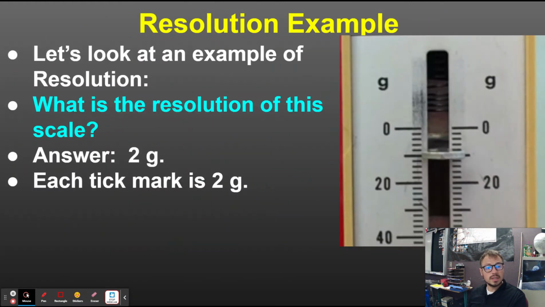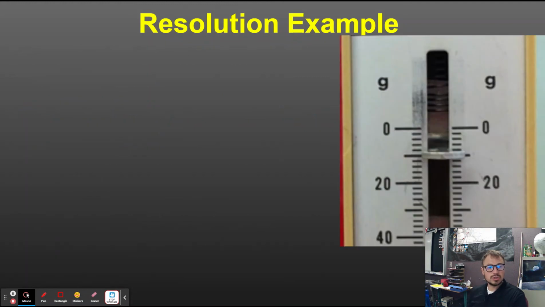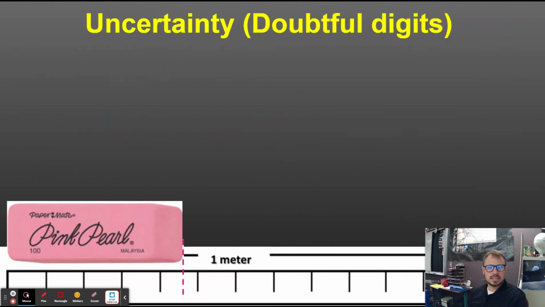So this can only be done with analog instruments, so you can tell if the reading is in between. But let's take a look at something like a stopwatch. It goes to the 1/100th of a second, but there's nothing to look at to see if you can make an estimate. That's the resolution. But we can extend our significant figures with analog instruments by being able to estimate in between.